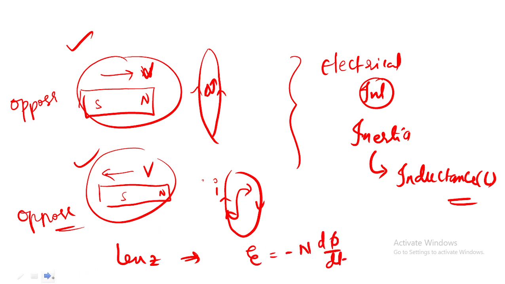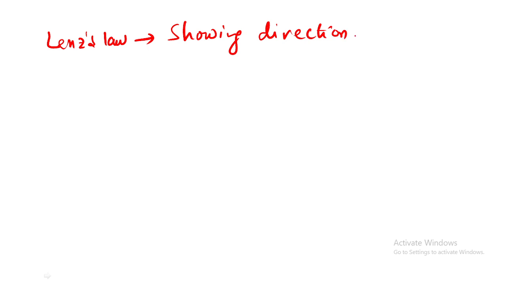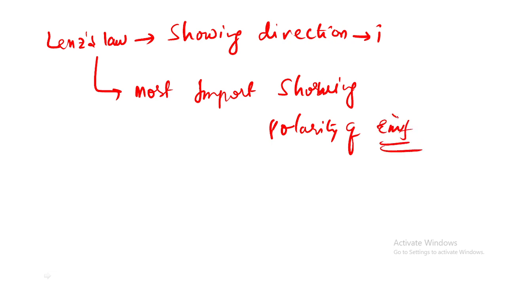So now I will come to the actual point. This Lenz law is actually important in showing the direction of the current. Obviously it shows the direction of current, but it is most important in showing the polarity of the induced EMF.